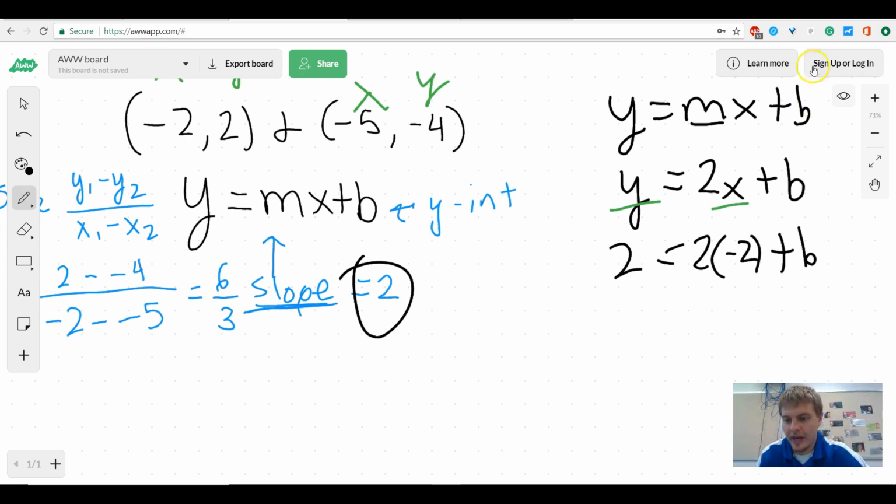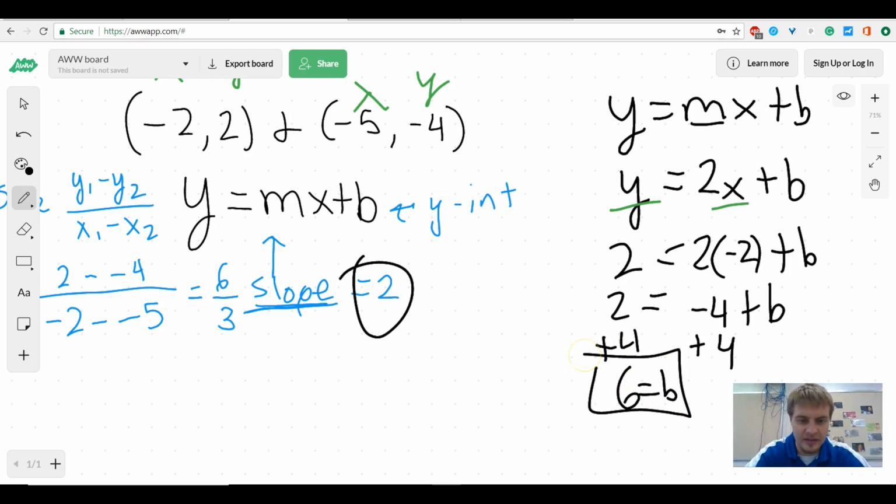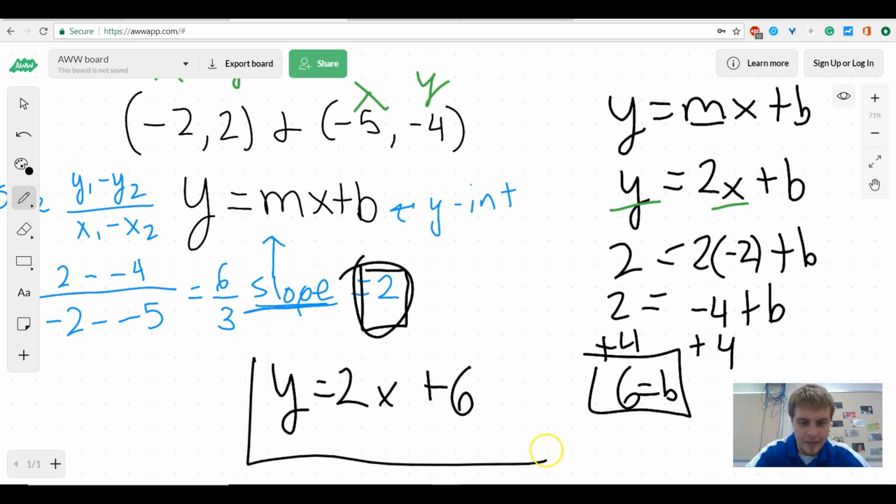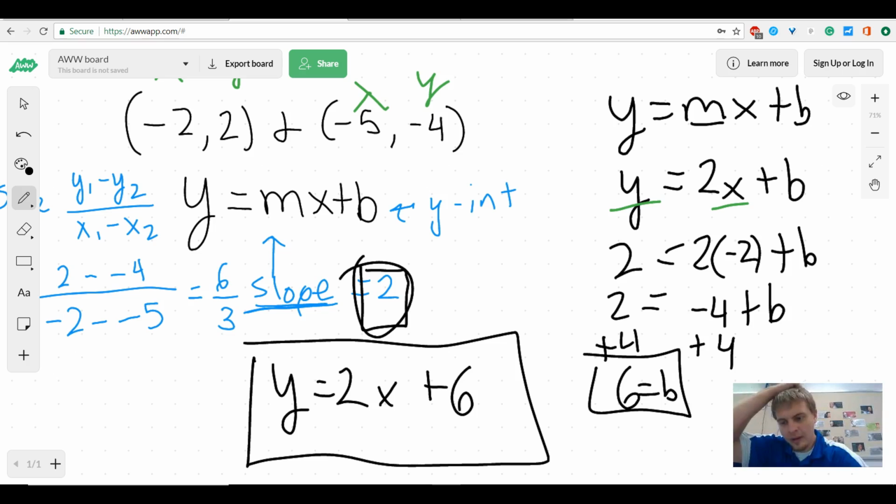Well, now we only have one variable, so we can solve this pretty easily. We'll have 2 equals negative 4 plus b. We'll add 4 to the other side, and we get that b is equal to 6. Now I know that b is 6 and my slope is 2, so I now have my line equation. My whole line equation is y equals 2x plus 6, and that's my answer. When you're doing problems like this, the biggest thing to keep in mind is this is the blank slate that we don't know, and we're going to use this information to find all the answers. Let's try another problem.